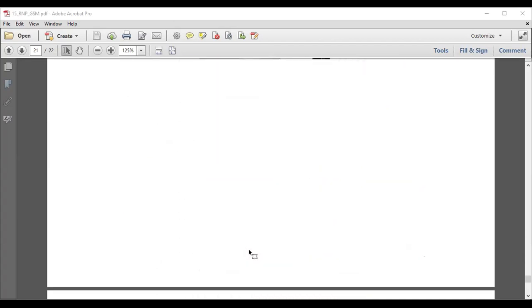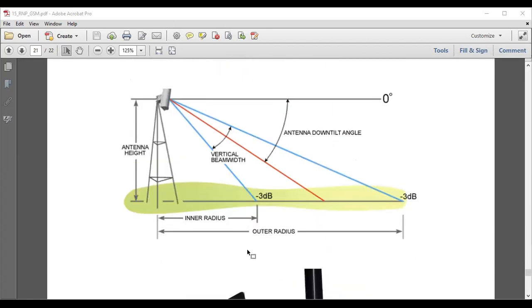Now you see that you actually cover a certain area in the space, and that is how you define your cell area. Next to that, there will be another cell area. So your down tilt decides this.